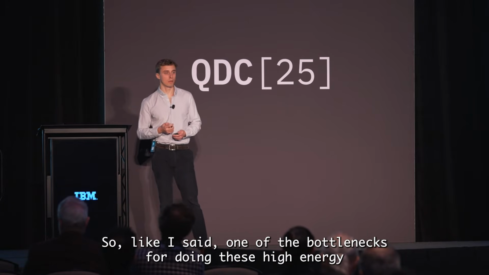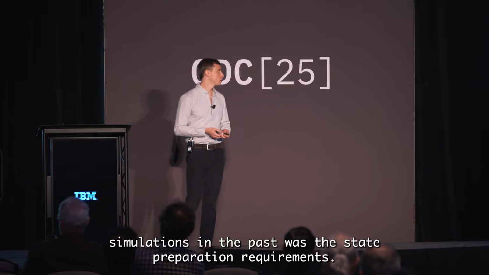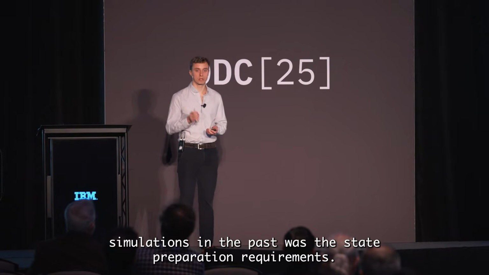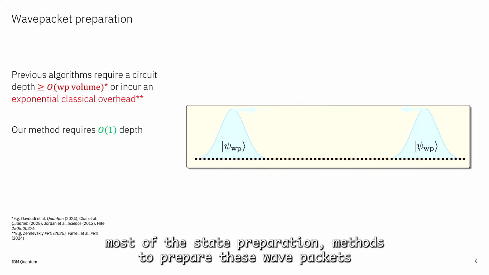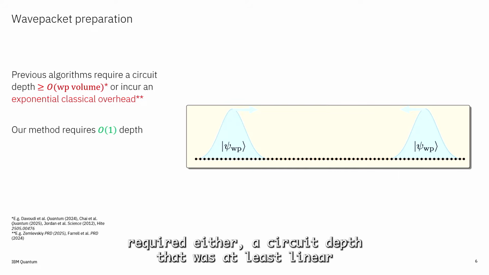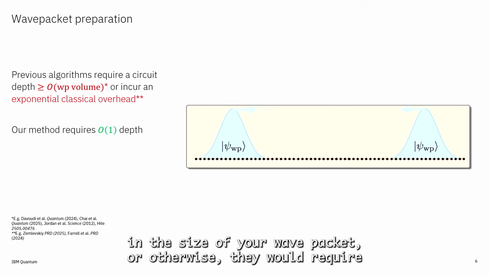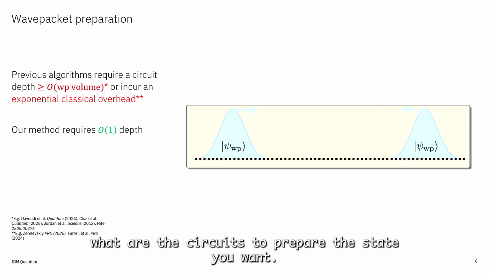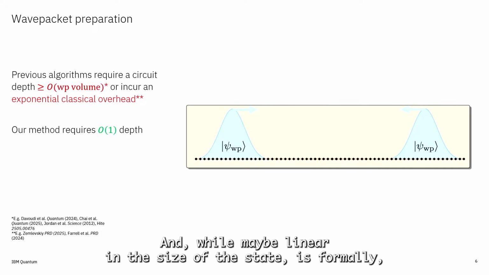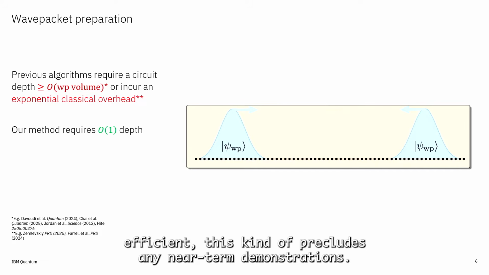So like I said, one of the bottlenecks for doing these high energy simulations in the past was the state preparation requirements. In the past, before our work, most of the state preparation methods to prepare these wave packets required either a circuit depth that was at least linear in the size of your wave packet, or otherwise they would require an exponential classical computing overhead to figure out what are the circuits to prepare the state you want. And while maybe linear in the size of the state is formally efficient, this kind of precludes any near-term demonstrations.